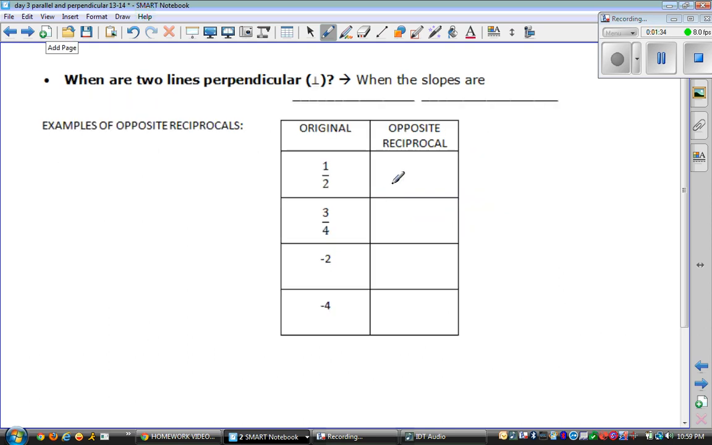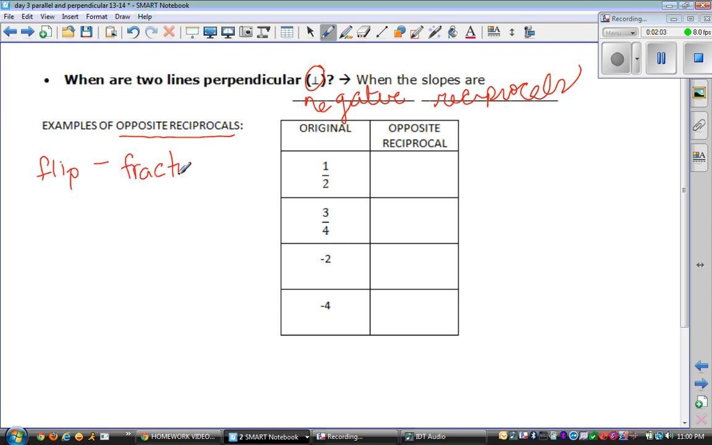So how do you know when they're perpendicular? Well, when they're perpendicular, and this is the symbol for being perpendicular, their slopes will be negative reciprocals. And I know my handwriting is horrible. Or another way to say it is opposite reciprocals. So what you want to do is flip the fraction, and you want to switch their signs. So when they're perpendicular, one is positive and one is negative.